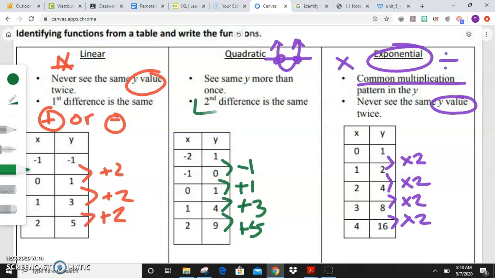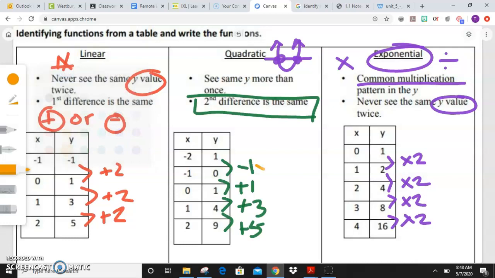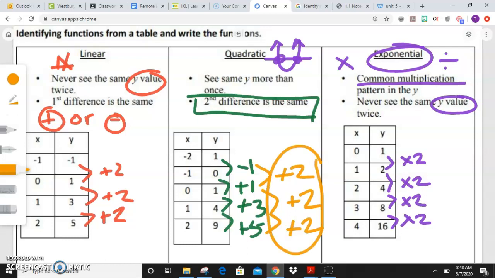And that's where this says the second difference is the same. Okay, so I found the first differences. Those weren't the same. But now, let me just change my color. If I say from -1 to 1, what's the difference? Well, that's +2. And then from 1 to 3, that's also +2. And then from 3 to 5, that's also +2. So that second round of differences ended up being the same. So that's how I can tell it's definitely quadratic.